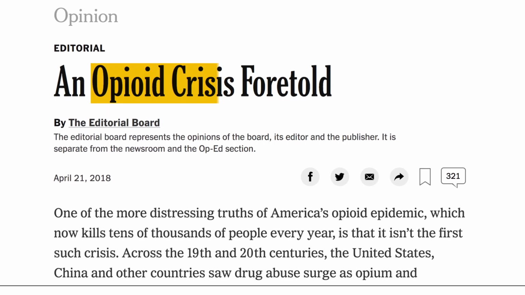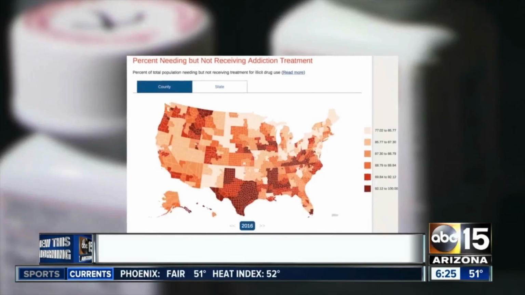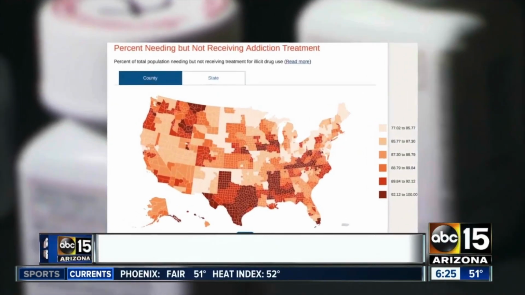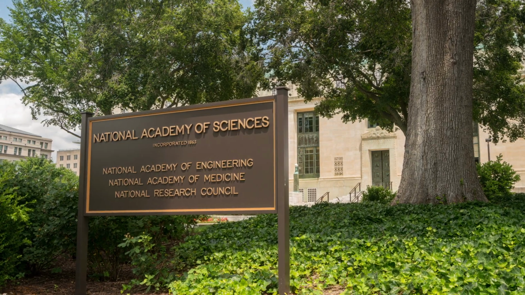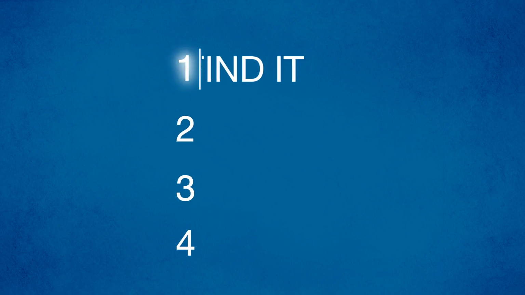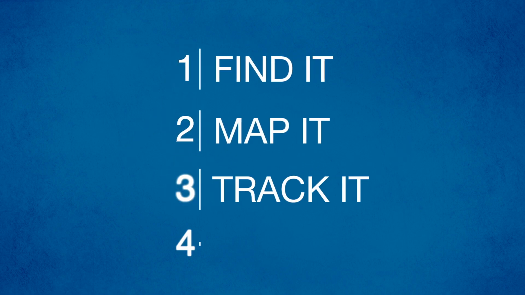Maps from the database have appeared in the New York Times and in local news broadcasts, and have been used in congressional briefings and meetings and at the National Academy of Sciences. amfAR's opioid database has 4 main functions that are easy to remember and use. Find it, map it, track it, and keep it.